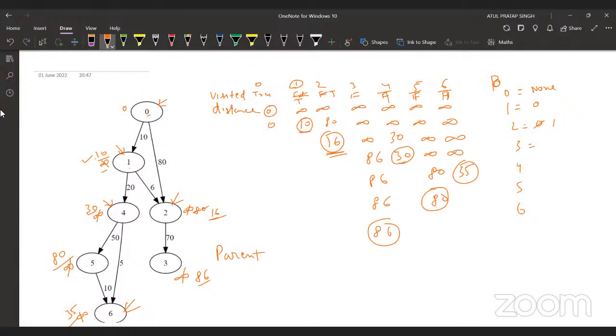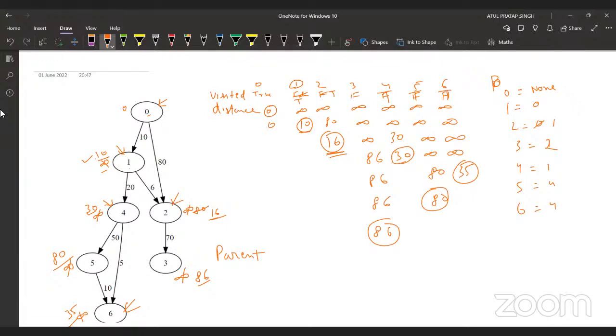So the parent of 3 is also 1. And what is the parent of... no, this is 4, sorry, 1. For 3, the parent is 2. Okay, what is the parent of 5? It is 4. And what is the parent of 6? It is 4. Okay, so after getting this information you can find out the path for any node.